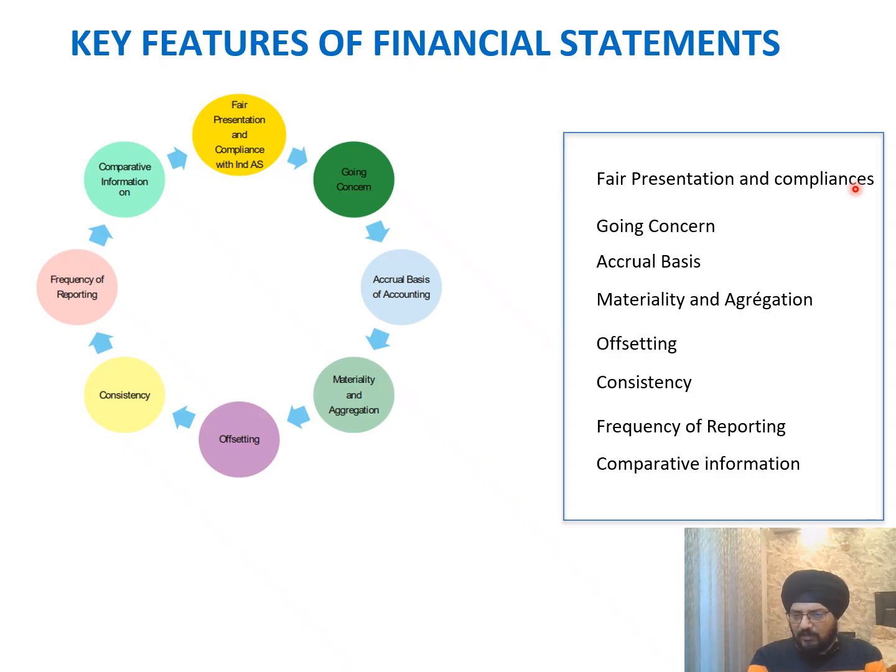Frequency of reporting speaks about the frequency at which we need to report our financials. Largely it's once in a year, but with the LODR, which requires a listed company to disclose its financials on a quarterly basis, we are going to speak about it in a later slide. Then comparative information means that whenever we are presenting a financial statement, it has to have the preceding year's financials attached to it, so that we can do a comparative analysis to assess the performance of the organization.